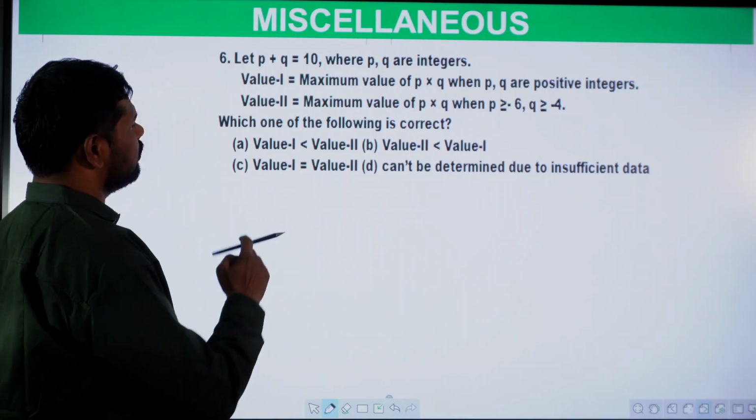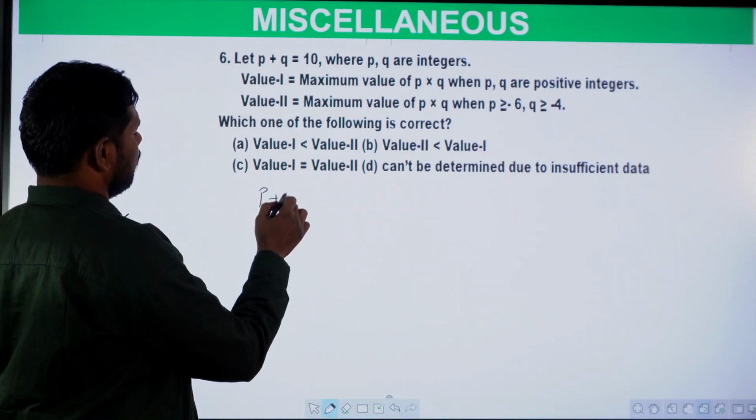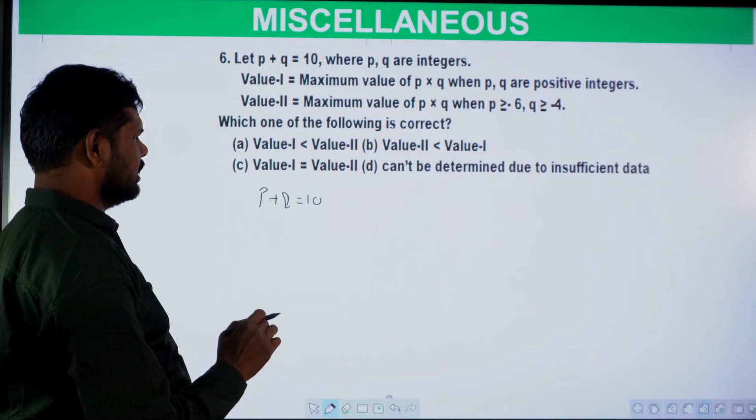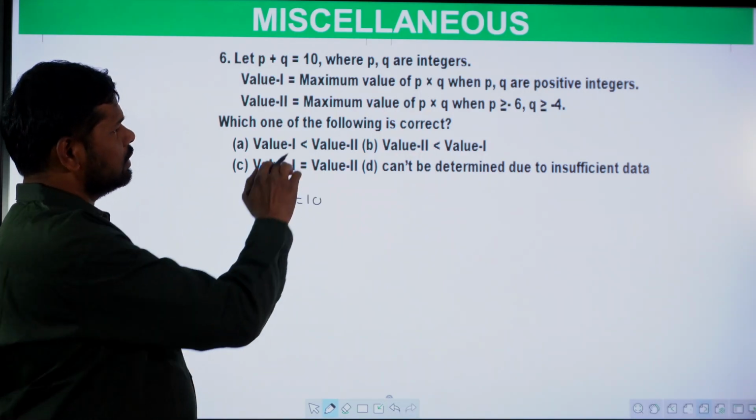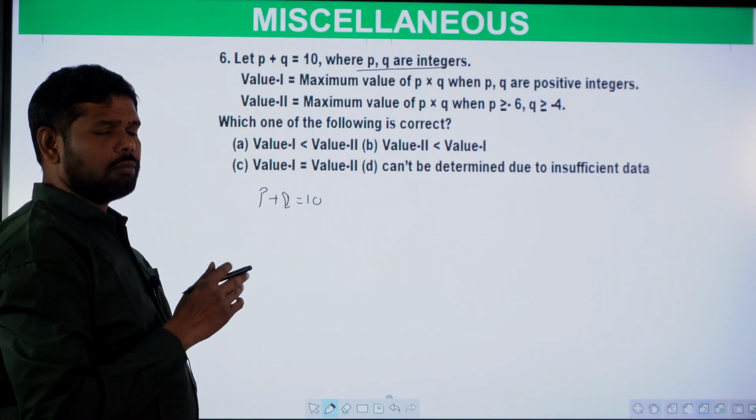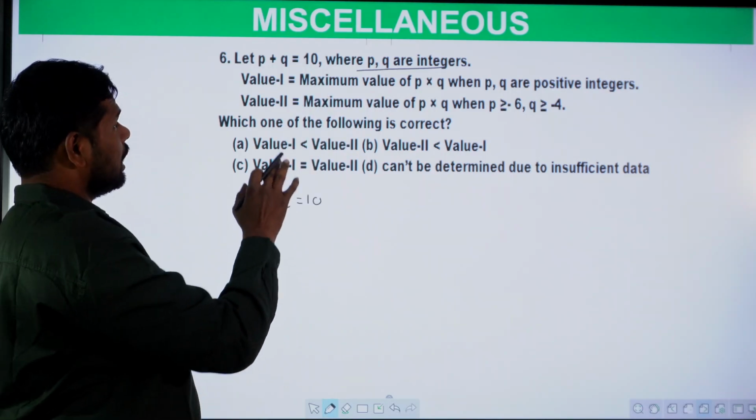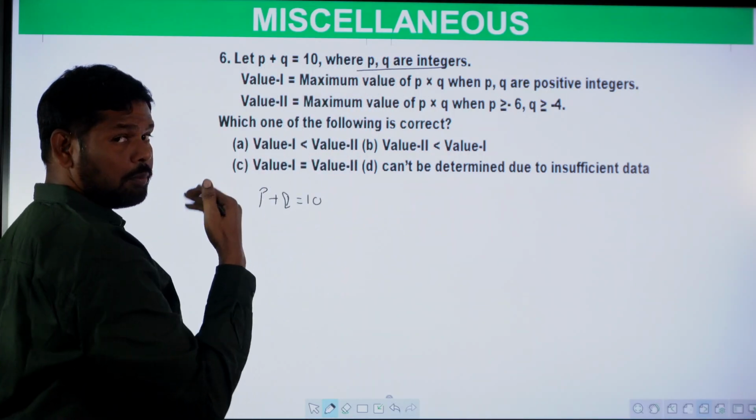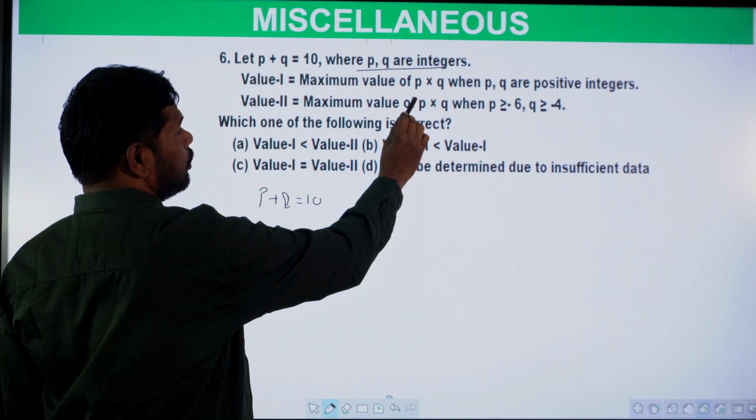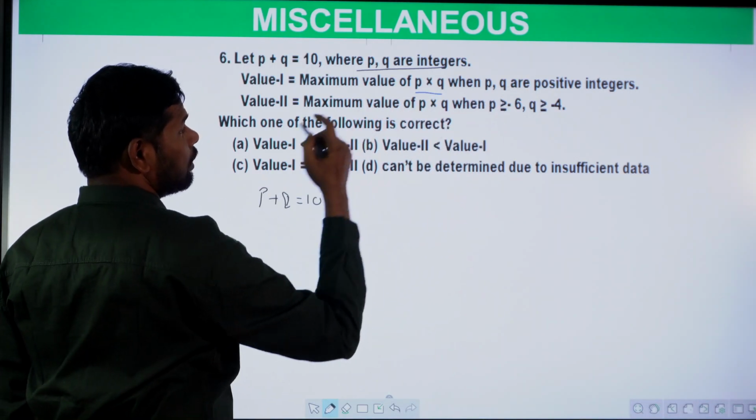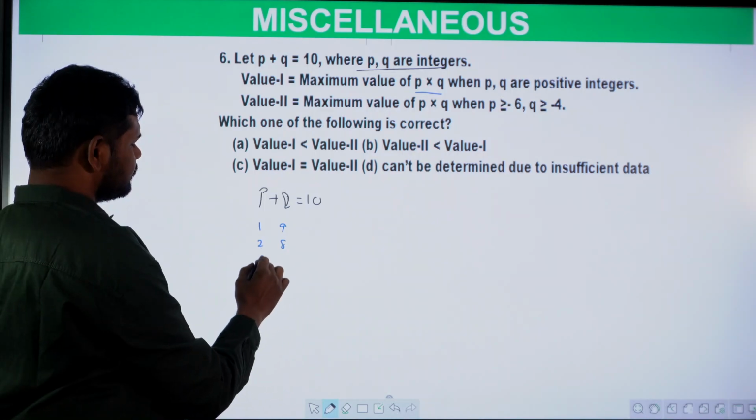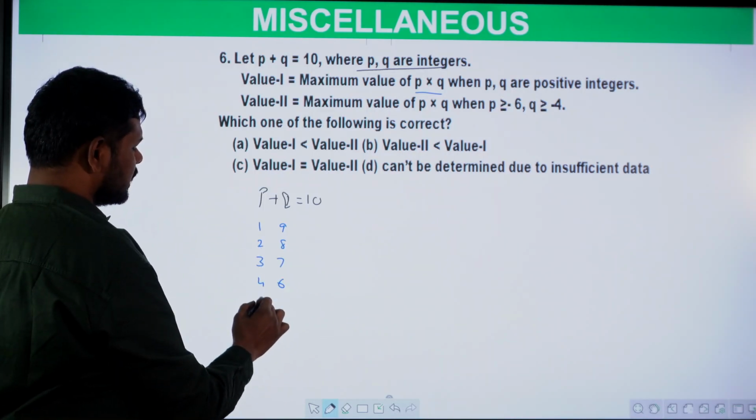P plus Q equals 10, where P comma Q are integers, meaning either positive or negative. They did not give anything else. That's clear. So 1, 9 or 3, 7, minus 3 plus 13, minus 2, 12. According to that statement, all are possible. Now, value 1 is given: maximum value of P into Q when P, Q are positive integers. Positive integers means 1, 9, 2, 8, 3, 7, 4, 6, 5, 5.